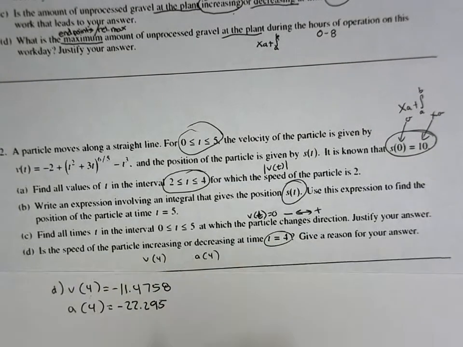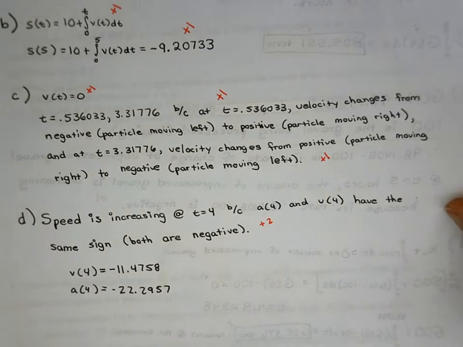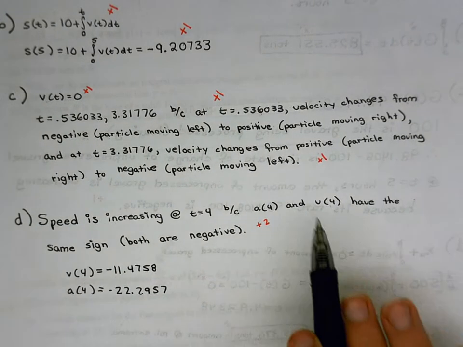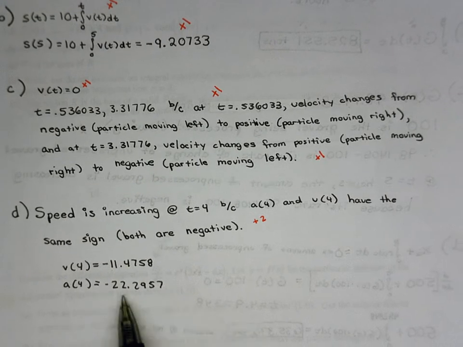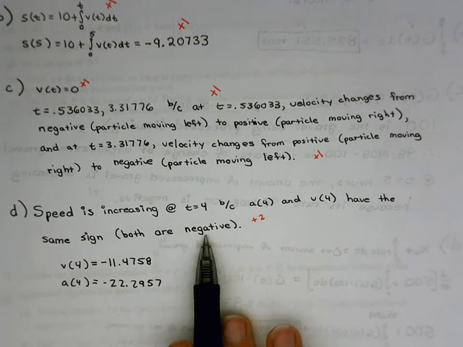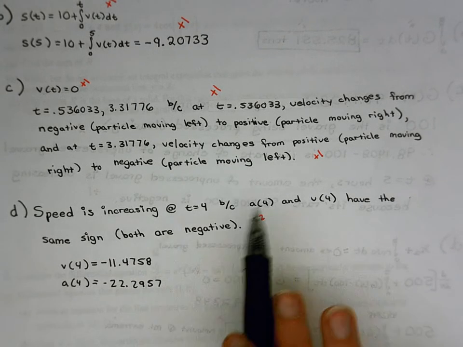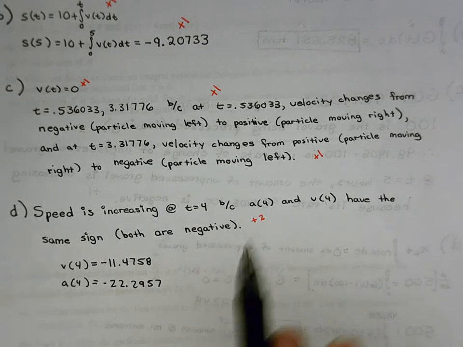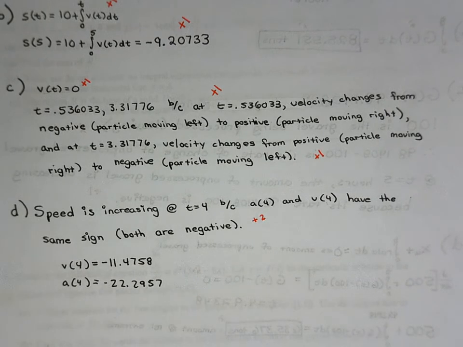And so because they have the same sign, both are negative, my speed is increasing. This was how I wrote it. Speed is increasing at t equals 4 because a of 4 and v of 4, which I've defined down here, have the same sign. Both are negative. This would be 2 points for your conclusion with reason. A reminder, if you're going to say a of 4, make sure you've defined a of 4 somewhere, right? You can't just pull that out of thin air.